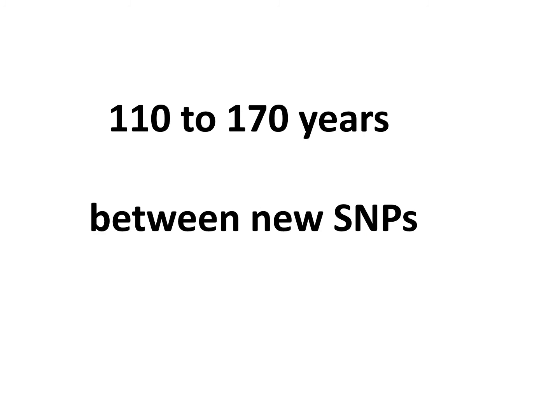So it's 110 to 170 years between SNPs. Now a SNP is an occurrence, an error that happens in the Y DNA. When the male creates his sperm, he sometimes will make a mistake, and that mistake is called a SNP. And that will happen around 110 to 170 years, so we're talking about maybe as much as 6 generations between errors.